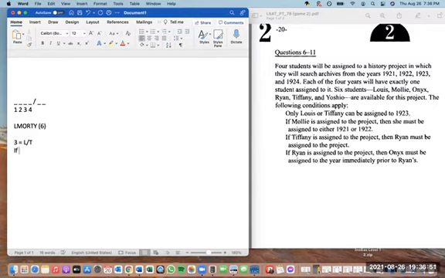If M is assigned to the project, then M is assigned to either 1 or 2. So if M is not assigned to 1 and M is not assigned to 2, then M is not assigned to the project at all.